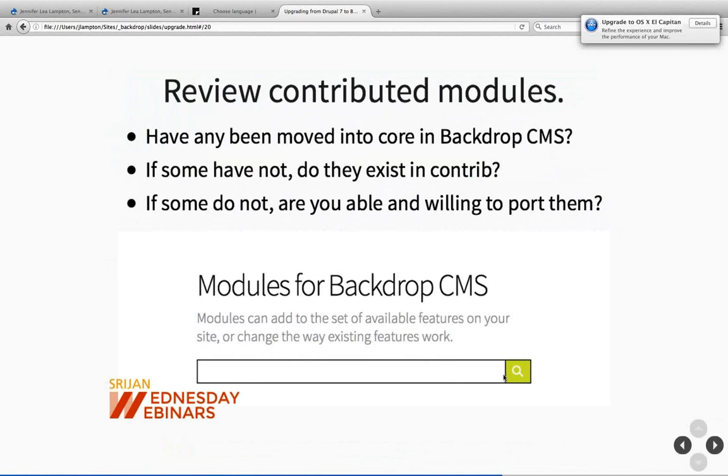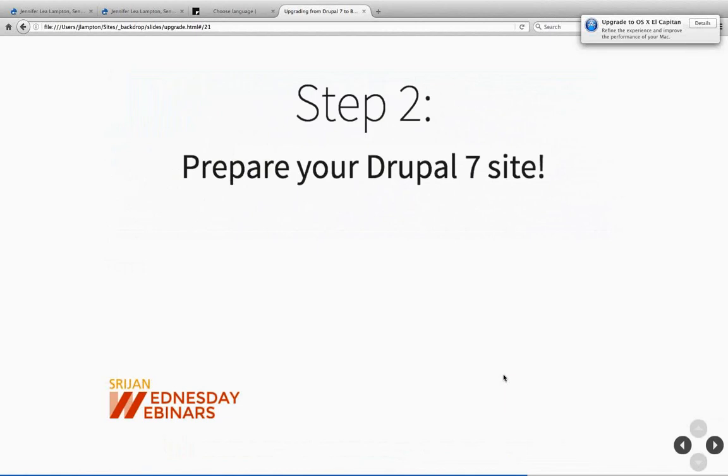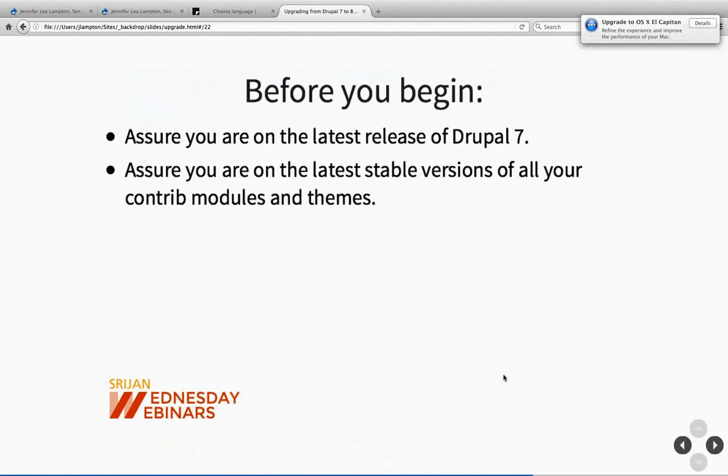All right, so once you've done your homework and looked at all of your modules, themes and layouts and figured out if you're ready to go, if it looks like you don't have that much work to do, the next step you need to do is take a look at your Drupal 7 site and make some preparations before porting. So the first thing you want to do is make sure that all of your modules in Drupal core itself are on the latest stable versions.